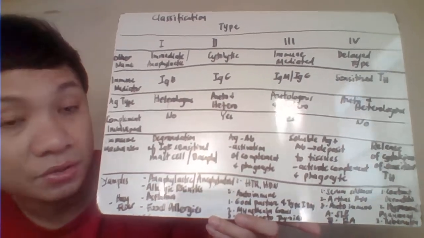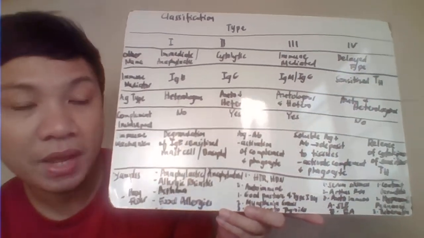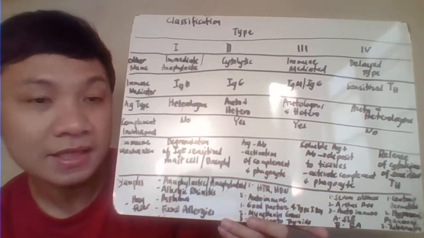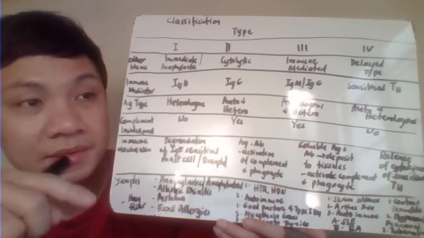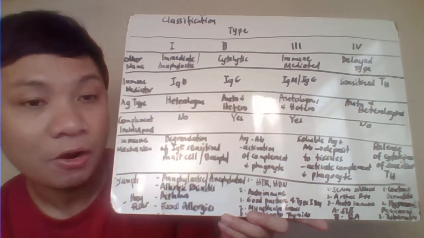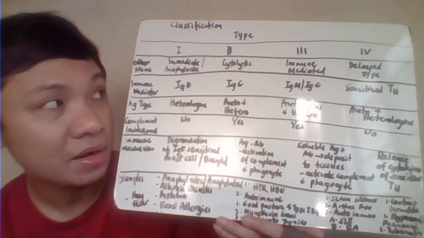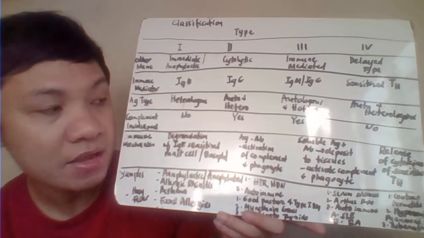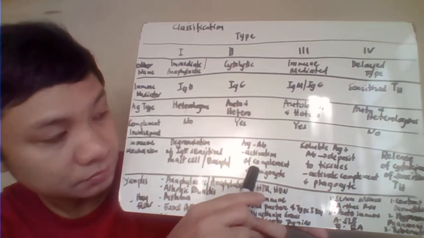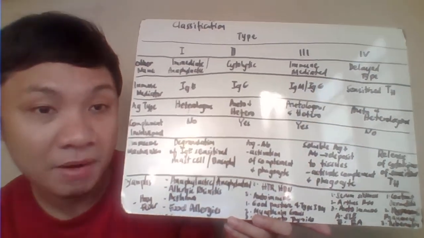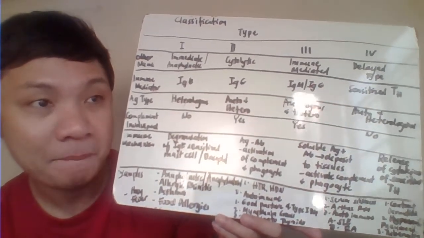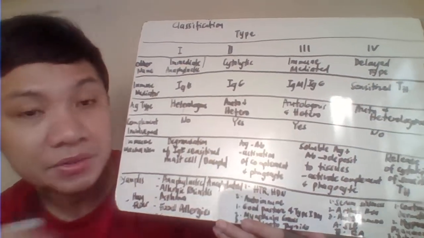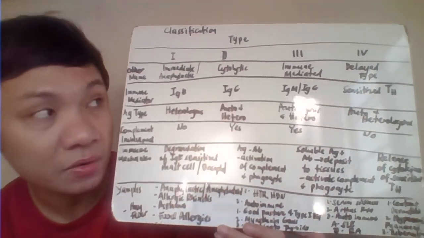Okay, for type 2, we have the antigen-antibody reaction. Basically, you have your antigen found on your cells, like your RBC, or even in your tissues, where the corresponding antibody binds to it. Once you have the antigen-antibody complex, it will activate your complement, resulting in the removal of that antigen-antibody complex. And of course, it also triggers the activation of your phagocytes.